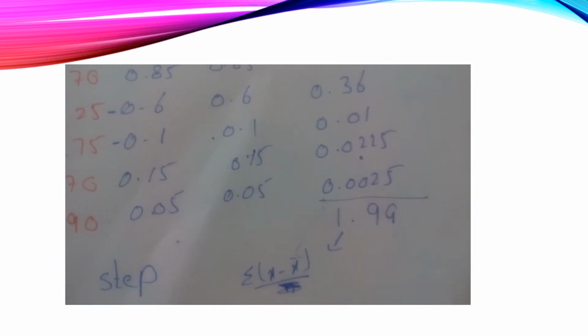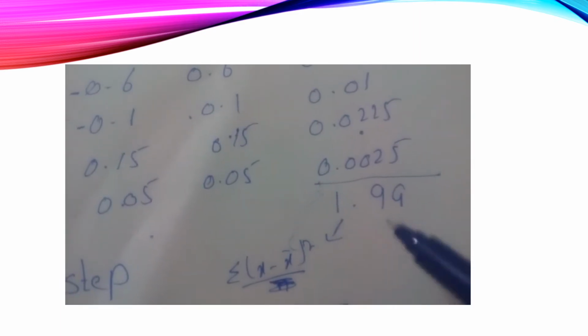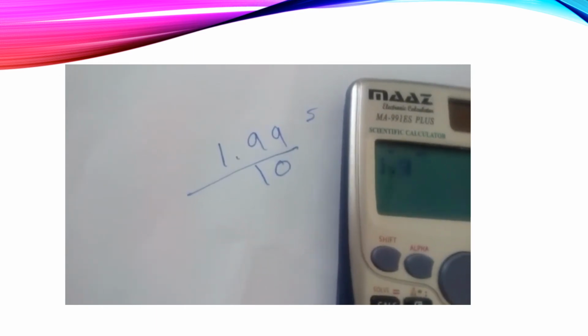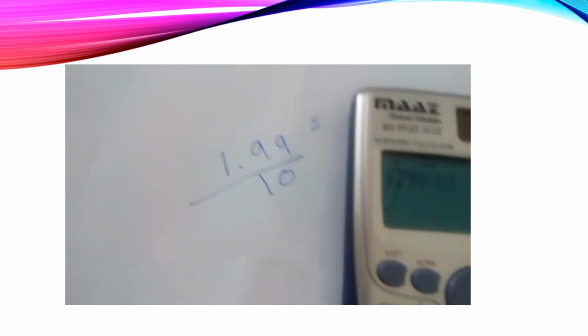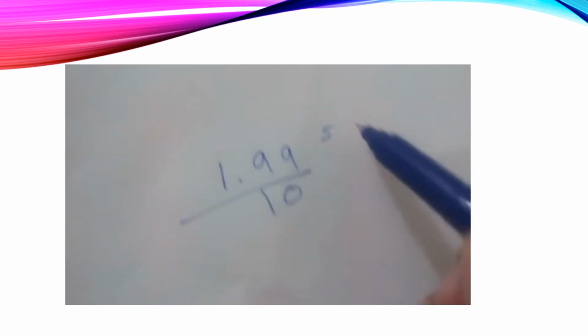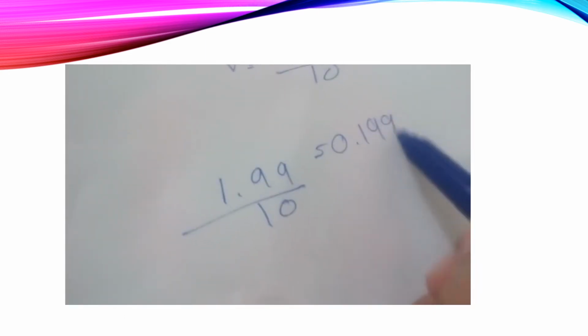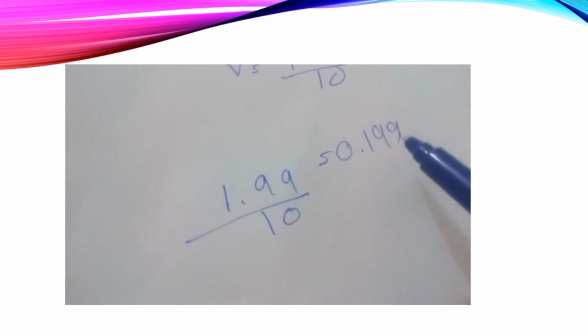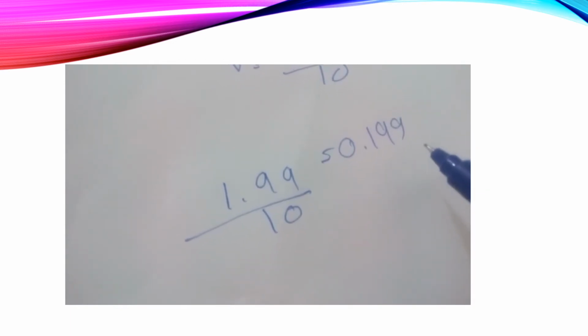The summation of x minus mean squared is 1.99, and 1.99 divided by 10. 10 is the total sample size. This is variance. And if we take the square root of this, it is converted into standard deviation.